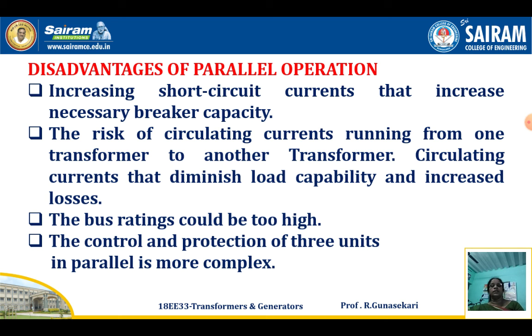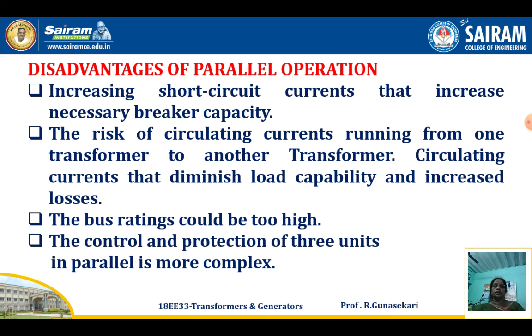Then the bus ratings are too high. Because in the power system too many buses are used. For example, in the IEEE 33 bus, 50 bus, 100 bus systems, like that. So we are using more buses, and therefore the bus ratings would be too high. This is the disadvantage of parallel operation.